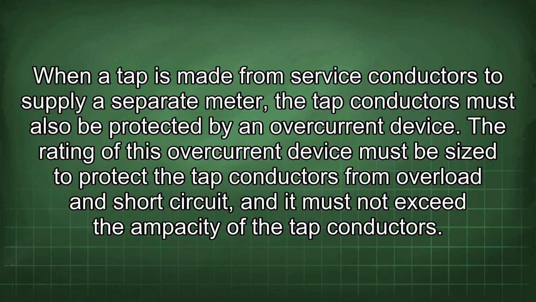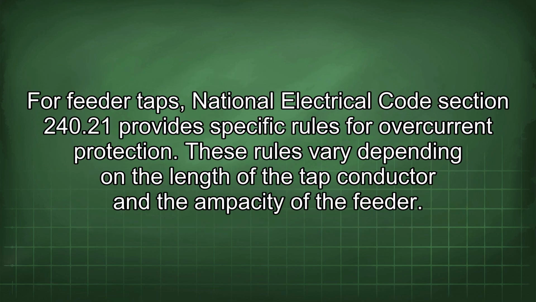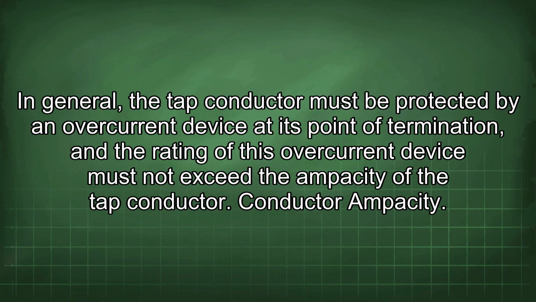When a tap is made from service conductors to supply a separate meter, the tap conductors must also be protected by an overcurrent device. The rating of this overcurrent device must be sized to protect the tap conductors from overload and short circuit, and it must not exceed the ampacity of the tap conductors. For feeder taps, National Electrical Code Section 240.21 provides specific rules for overcurrent protection. These rules vary depending on the length of the tap conductor and the ampacity of the feeder. In general, the tap conductor must be protected by an overcurrent device at its point of termination, and the rating of this overcurrent device must not exceed the ampacity of the tap conductor.